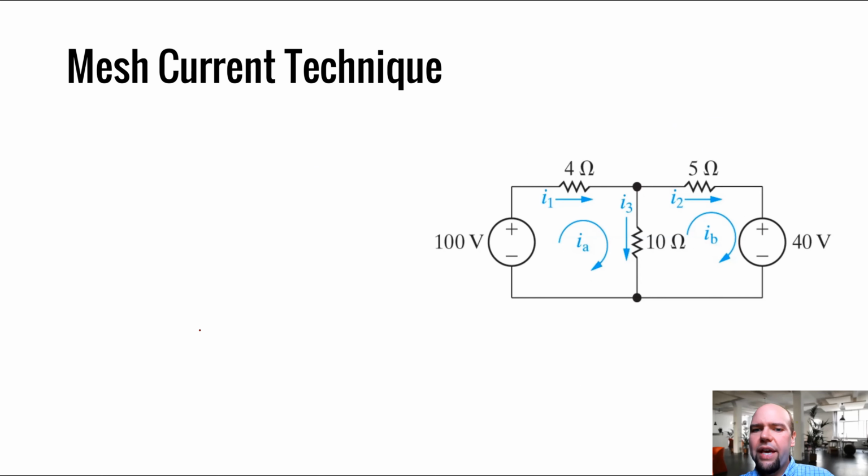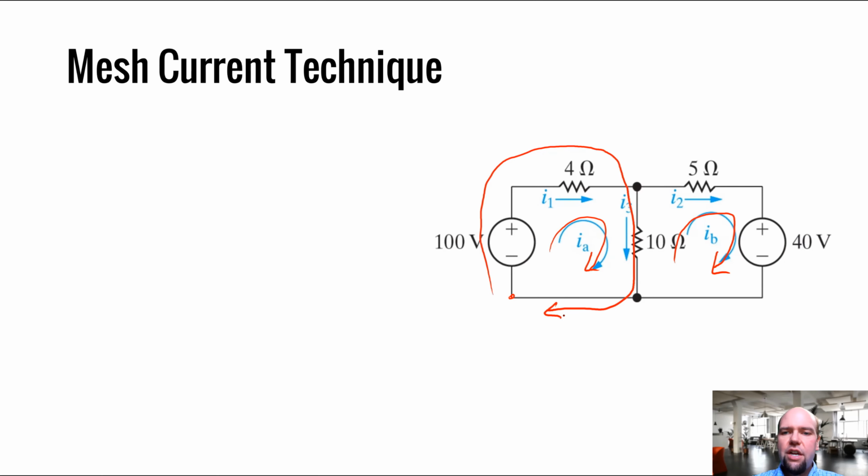We have pre-labeled this example for you. We have 2 essential meshes here, or 2 meshes, I should say. And we're going to go around each one of these now and write Kirchhoff's voltage law. So starting here, we're going to make our way around this mesh, writing the Kirchhoff's voltage law equation. I'm going in the low potential side of this supply and coming out the top.